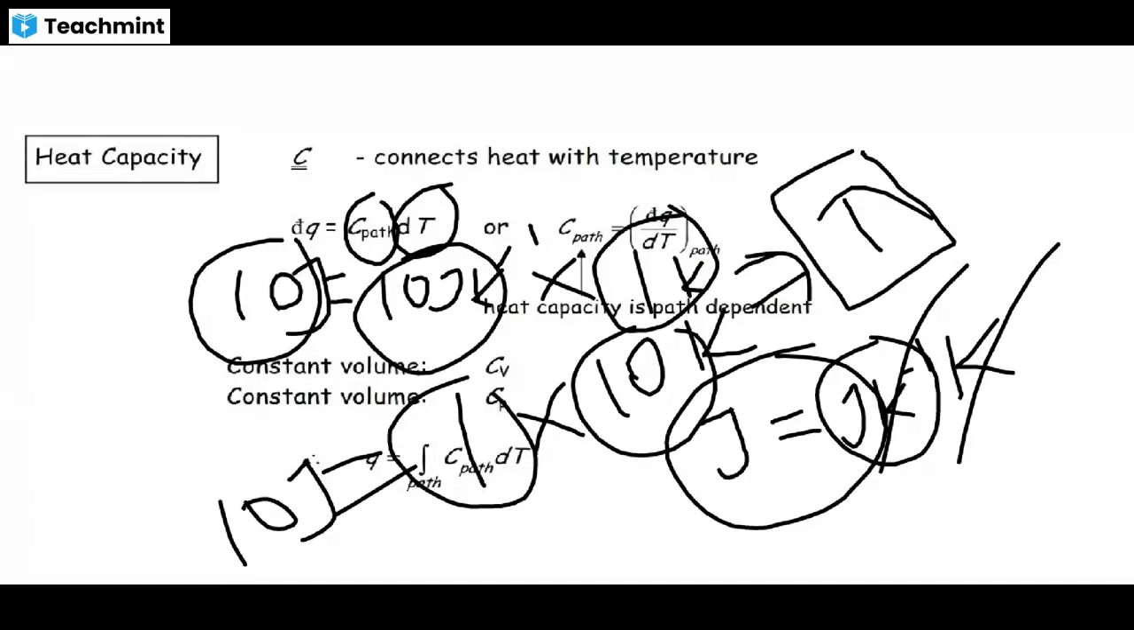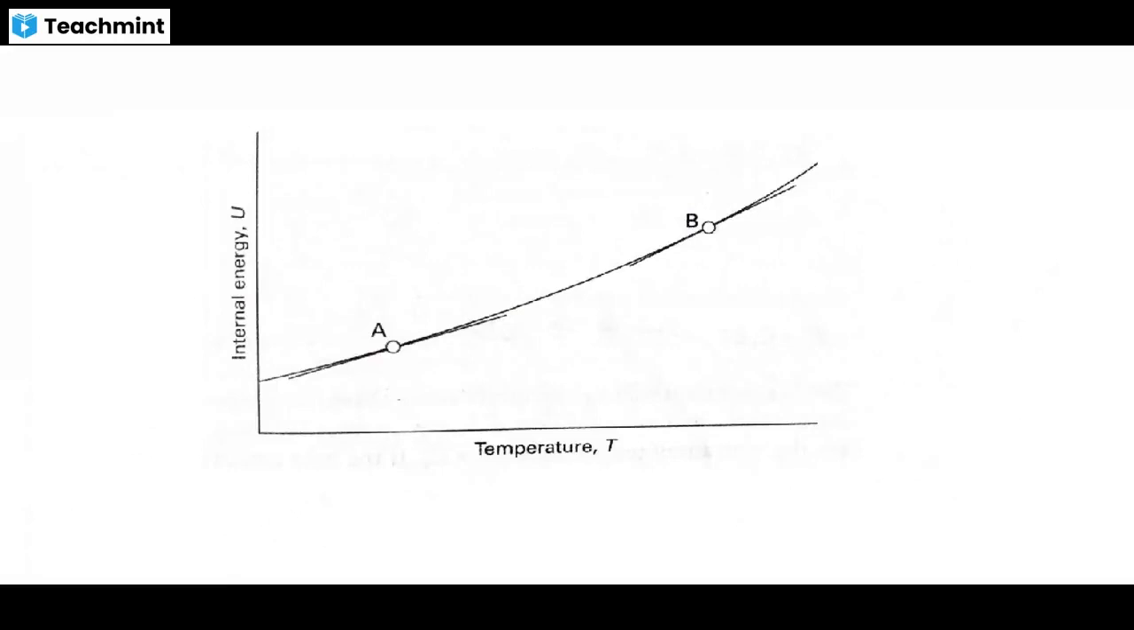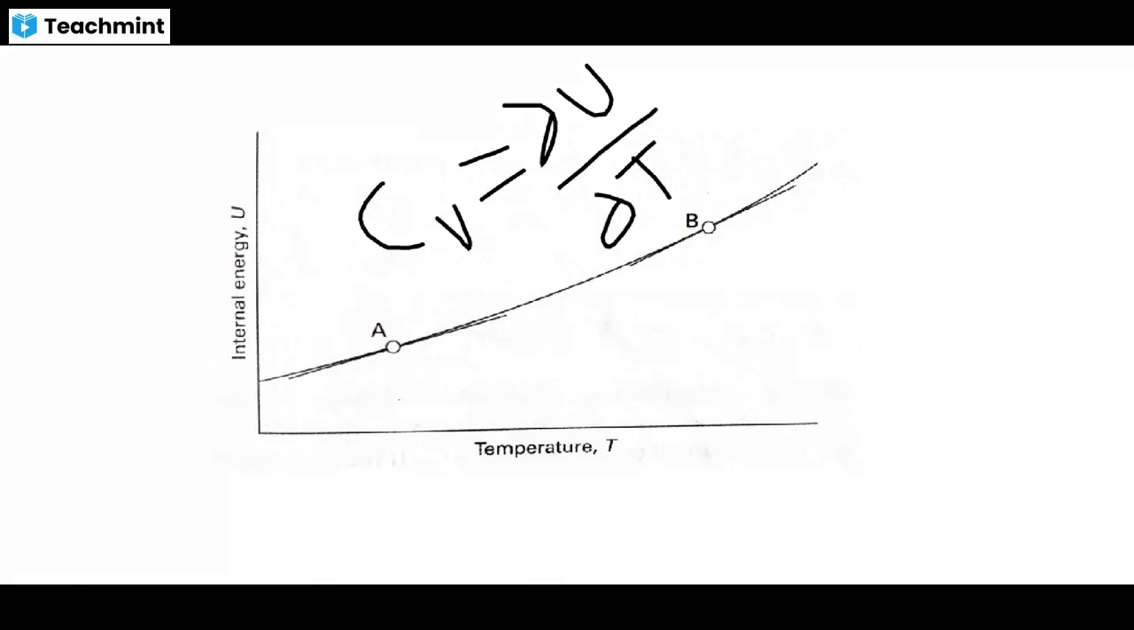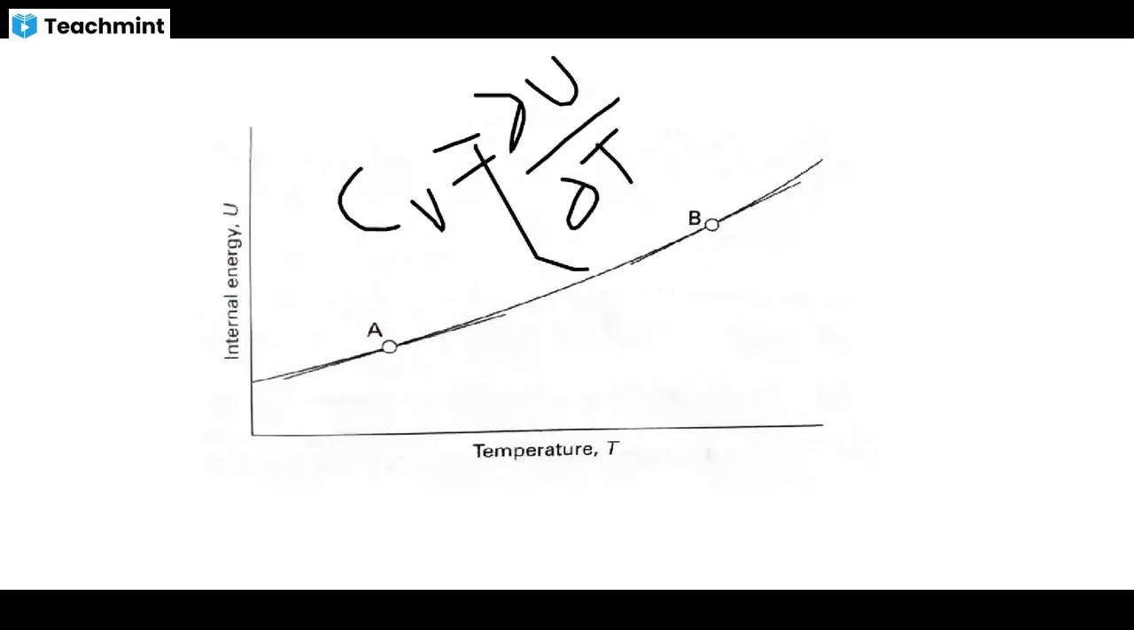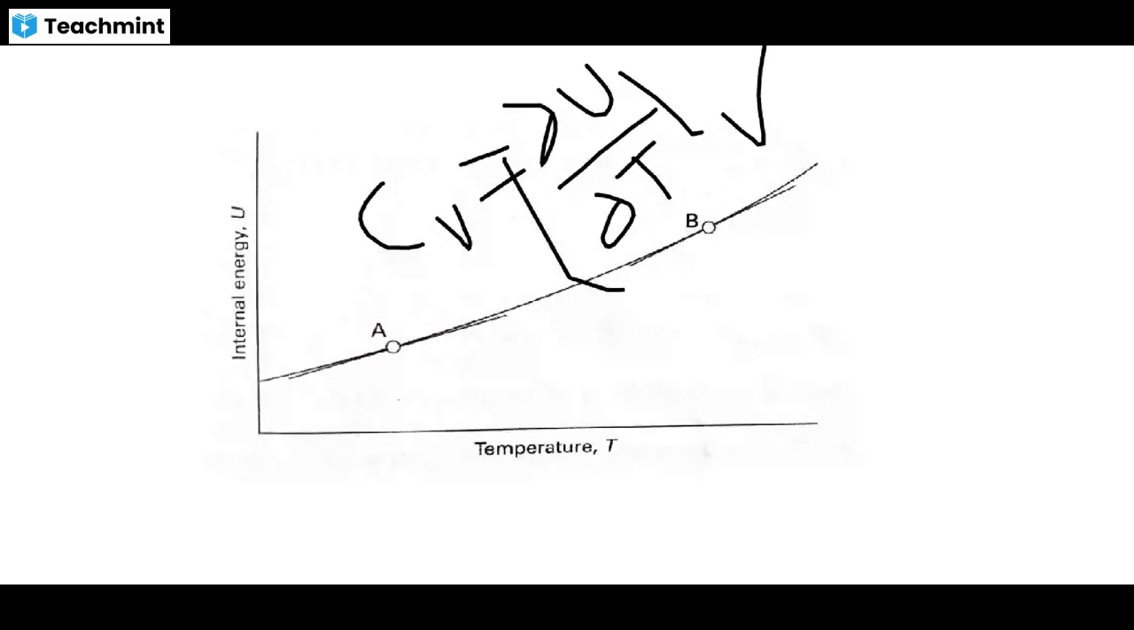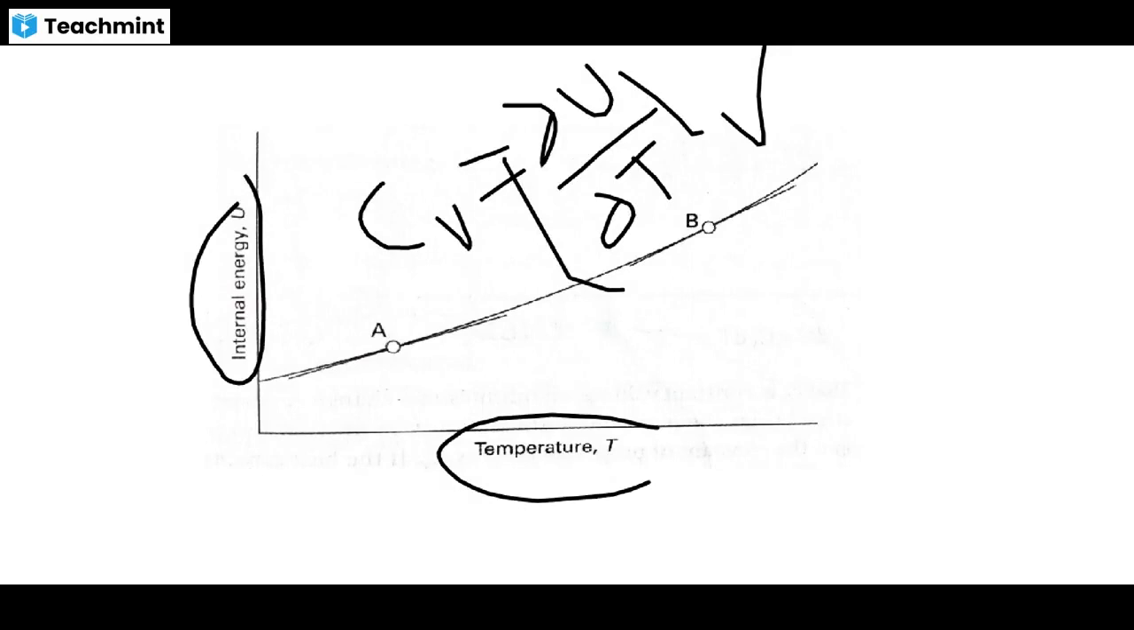Another way is the formula Cv equal to ∂U divided by ∂T at constant volume. This is the Cv, another form. This is the internal energy, this is temperature. You plot temperature versus internal energy and differentiate. I already told you differentiation is the tangent, the slope. This is the tangent, and this is the temperature.